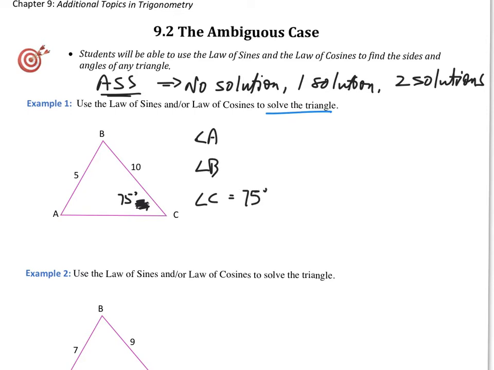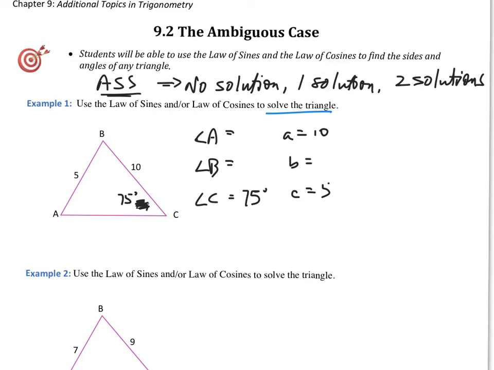Okay, and then little a, they gave us is 10. Little b, we need to figure out, and then little c, they gave us is 5, okay? So there's 6 things in solving a triangle. 3 angles, 3 sides. They will always give you 3 of them. You need to figure out the other 3, okay? Ideas. Law of cosines, we can find AC. Law of cosines, we can, okay?